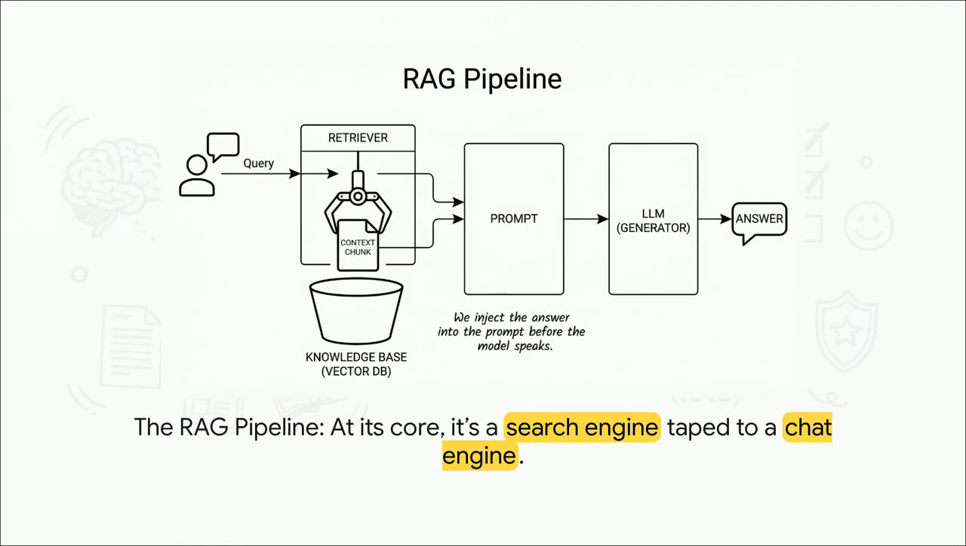And here's the whole pipeline. The caption on this slide just nails it. At its core, RAG is basically a search engine taped to a chat engine. So a user asks a question. First, it goes to the retriever, that little claw machine there, which digs into a knowledge base and pulls out the most relevant piece of text. But here's the magic trick. That piece of text, that context chunk, gets stuffed directly into the prompt before it ever gets to the main AI. We're giving it the answer before it even speaks.